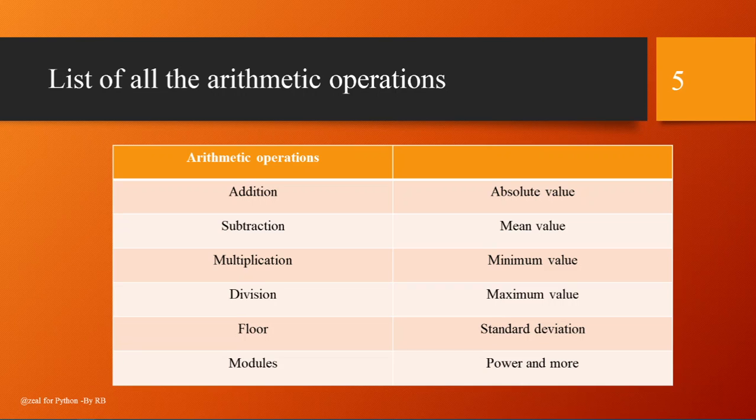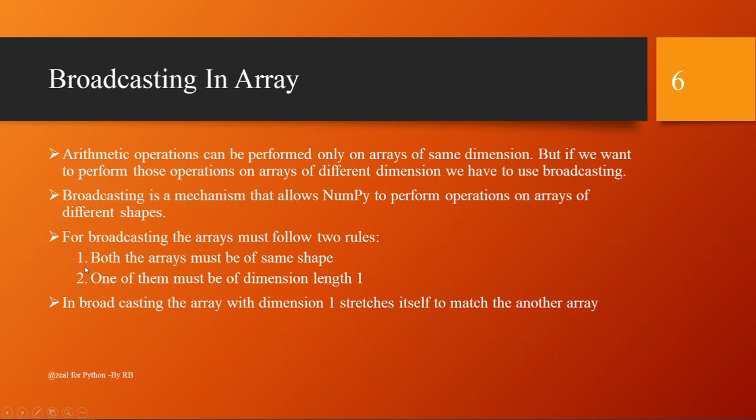Alright, but this was about when both the arrays have same shape and same dimension. What if both the arrays are different? For that, we have broadcasting of arrays. Arithmetic operations can normally be performed only on arrays of same dimensions. But if we want to perform those operations on arrays of different dimensions, we have to use a broadcasting method. So broadcasting is a mechanism that allows NumPy to perform operations on arrays of different shapes.